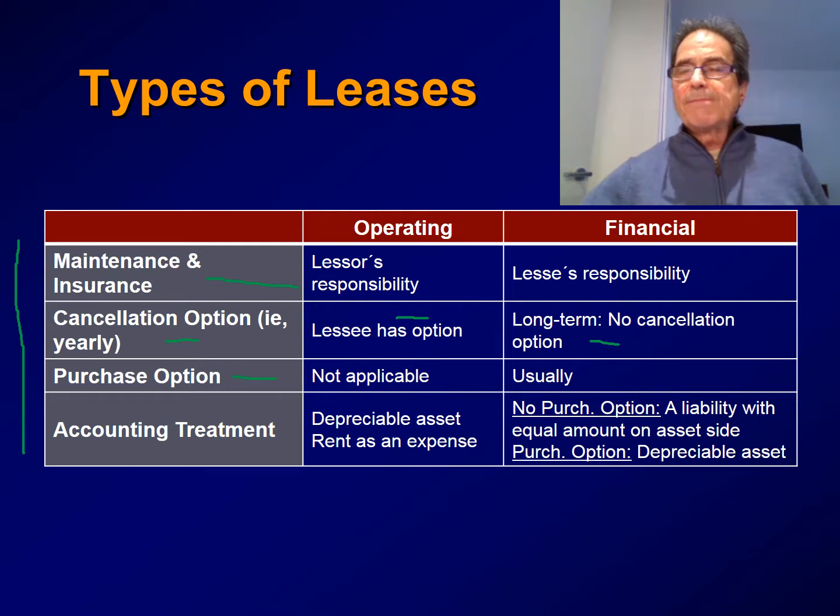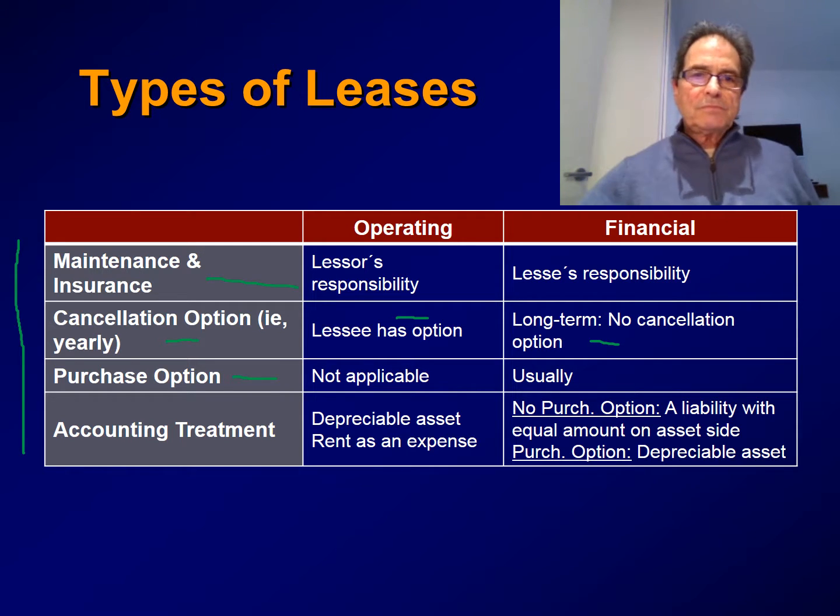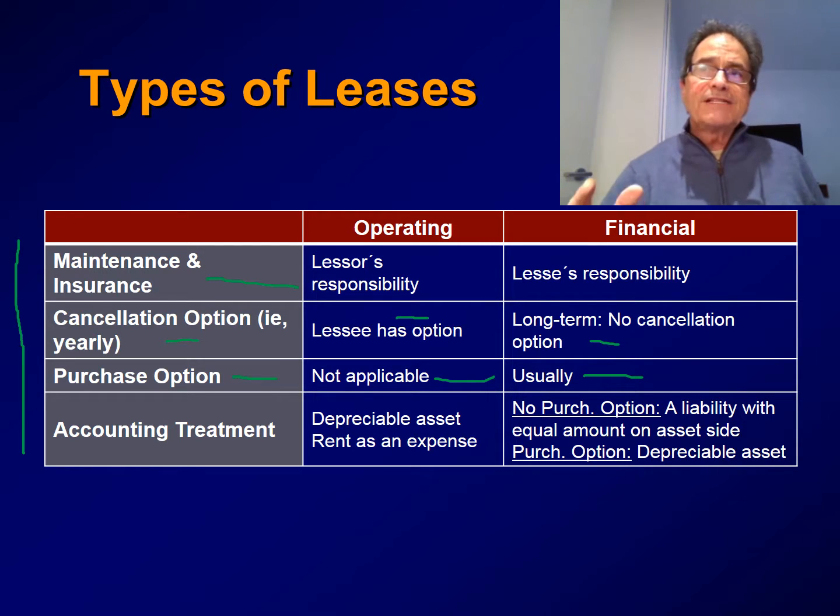The third issue is the purchase option, and by this we mean the possible right that the occupant of the property might buy the property at the end of the contract. In the operating lease, there is not a purchase option. In the financial lease, usually there is a purchase option, although not necessarily so. And finally, the accounting treatment.